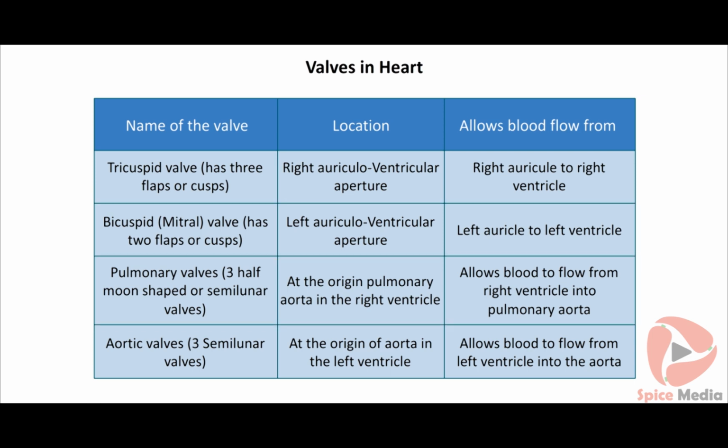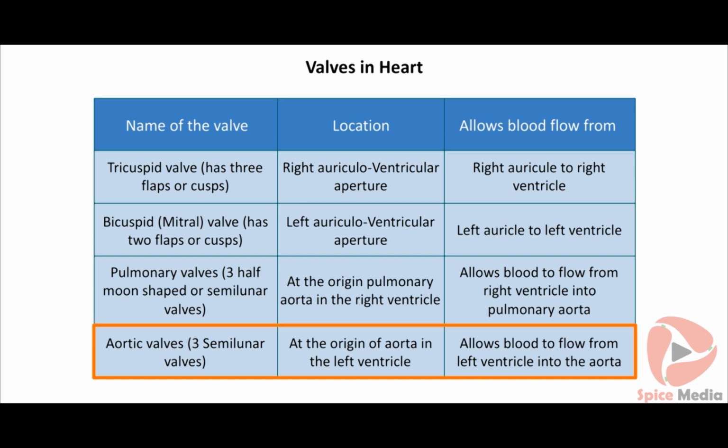Pulmonary valves or semilunar valves is moon-shaped and 3 in number. It is present at the origin of pulmonary aorta in the right ventricle. It allows blood to flow from right ventricle into pulmonary aorta. Aortic valve or semilunar valve is 3 in number. It is located at the origin of aorta in the left ventricle. It allows blood to flow from left ventricle into the aorta.